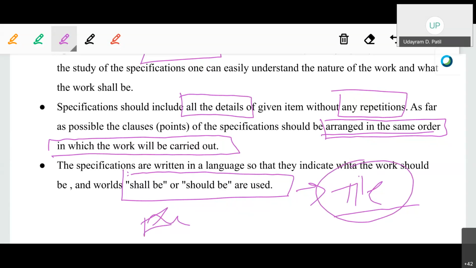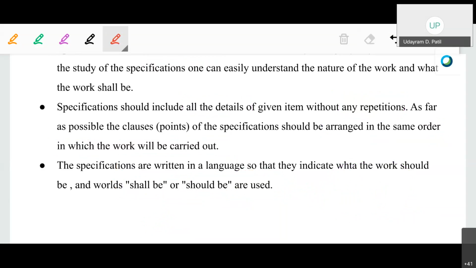Similarly, there might be certain brickwork or certain types of bricks. So always remember that in the specification, we write in the shall be or should be format, so that if there are any changes, there will not be any legal consequences to the contractor. The specification is a legal document, so the contractor has to work as per the specification.